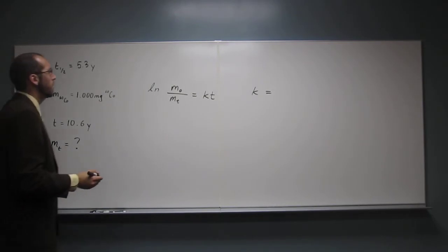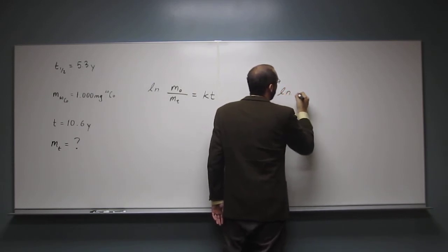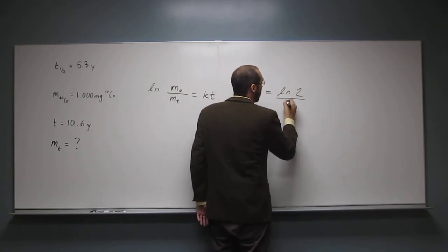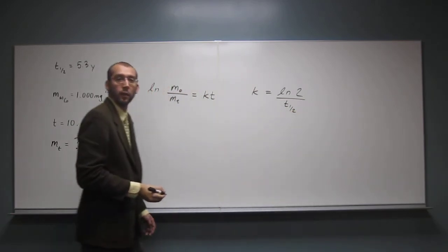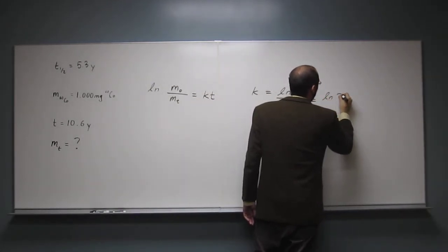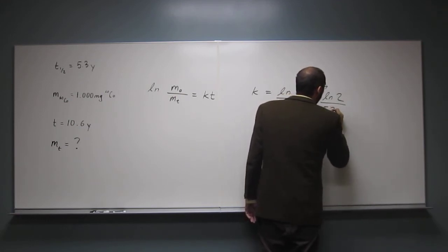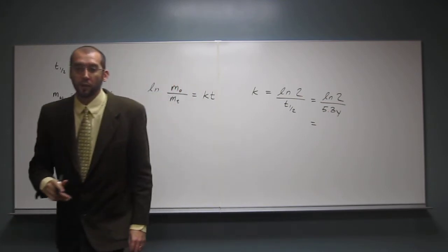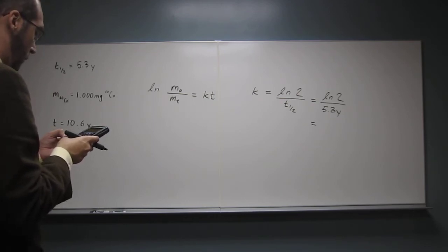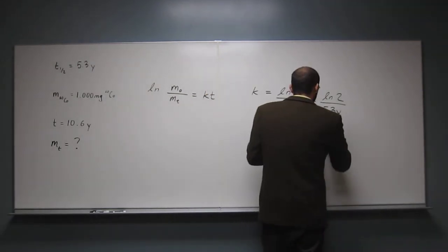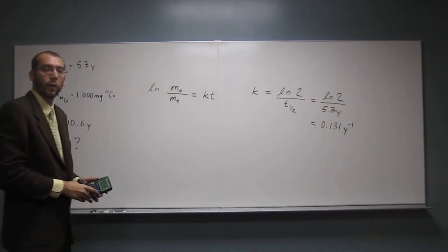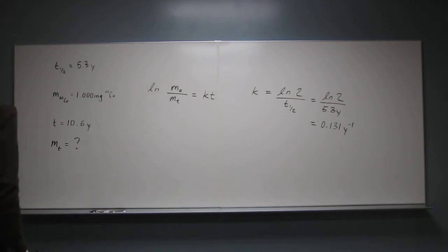So for a first order rate equation, remember k is the ln of 2 divided by, in the case of half-life, it's going to be the half-life there. Okay? So that's going to give us a value k that equals 0.131 per year. Okay? Is everybody okay with what we've done so far? Yes. Okay. So we're looking for Mt.